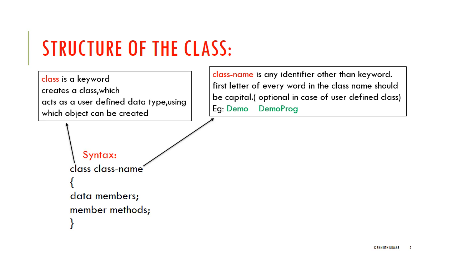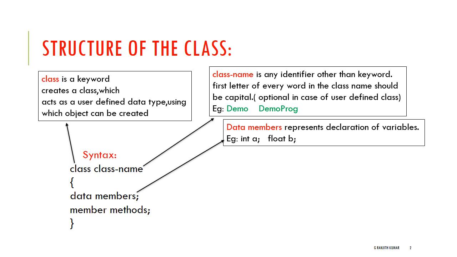This way of writing class names is mandatory for the predefined classes and optional for the user defined classes. If it is a predefined class name, we must follow this naming tradition, that is, the first letter of every word should be a capital letter. If it is user defined, that is optional, whether we write it as a capital letter or not. But the general traditional way of writing a class name is that the first letter of every word in the class name should be a capital letter.